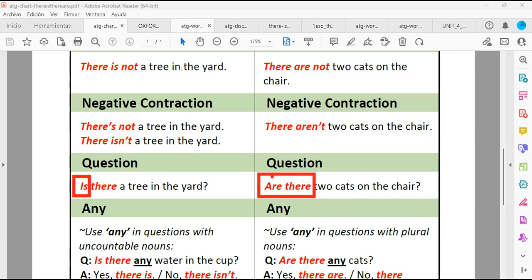Vamos a ver, vamos a ubicar ahí otra oración. Positive sentence. Okay. There is a tree. Okay, there is a tree. There are two cats. So what do you need to do? You need to invert the order of these elements. So it means that verb to be goes at the beginning and then you place it there, right? Quiere decir que ahí invertimos lo mismo como el verbo to be. Vamos al verbo to be al inicio y luego ubicamos la forma ahí, there, okay?